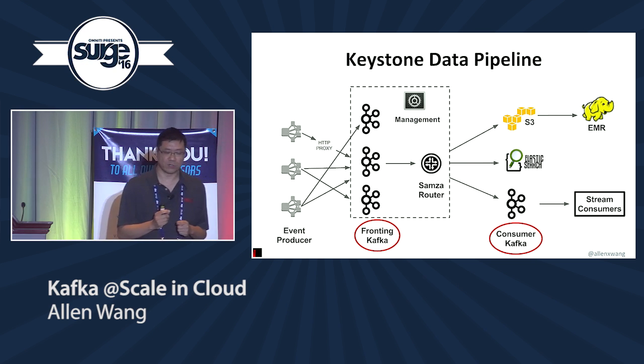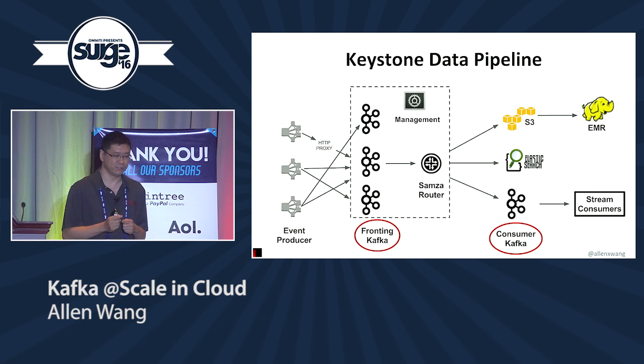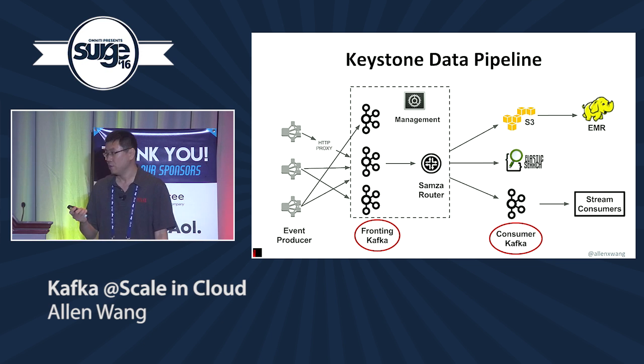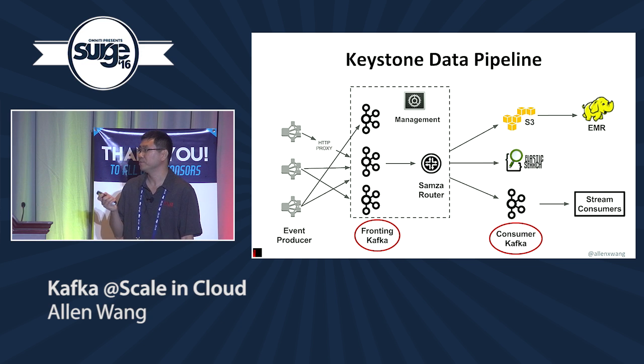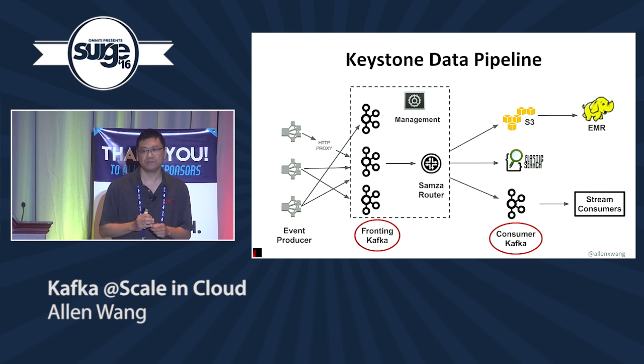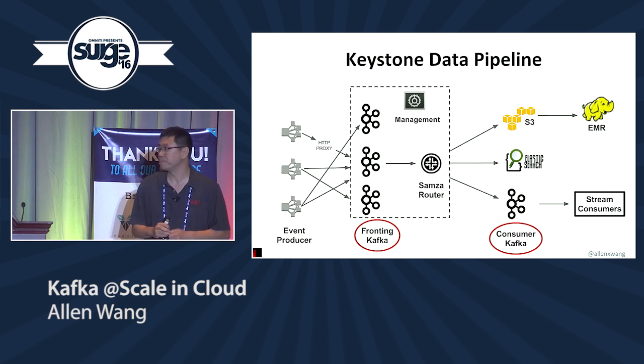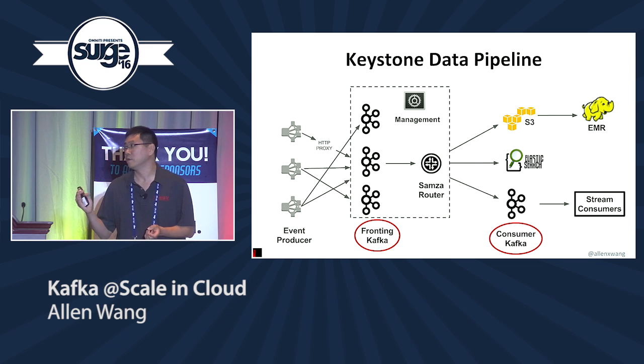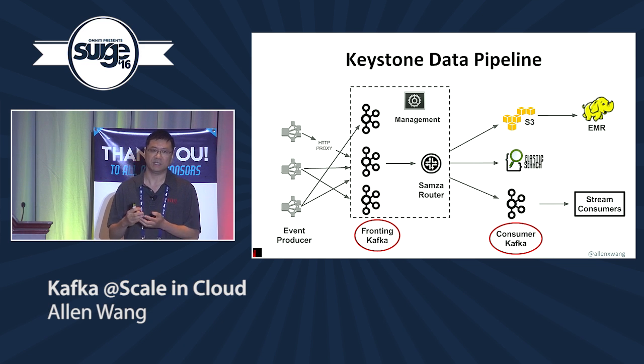So this is our current Keystone Data Pipeline architecture. On the left side, we have event producers, which send events to a set of clusters, which we call fronting Kafka clusters. The event producers are essentially every application in Netflix. And they send us the events by two approaches. Java applications can send us the events using a Java client library that we provide. And non-Java applications can send through the HTTP proxy.